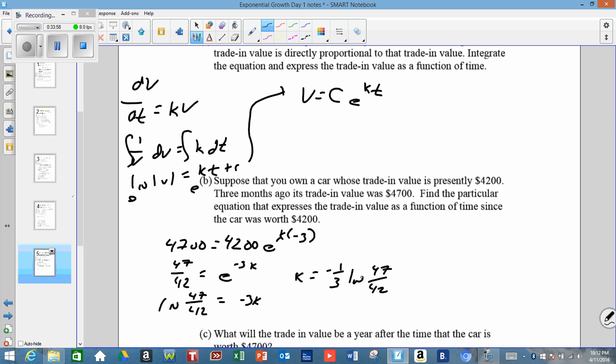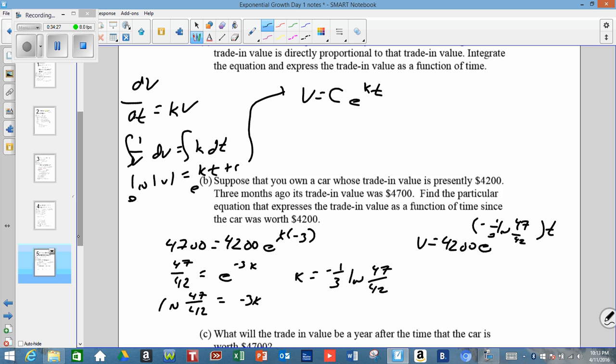So the particular equation that we're going to have is the value is 4,200. That was the initial value. E to this -1/3 ln 47 over 42, which gets kind of tedious to write, times T. That will give us the value of this thing at any particular time.